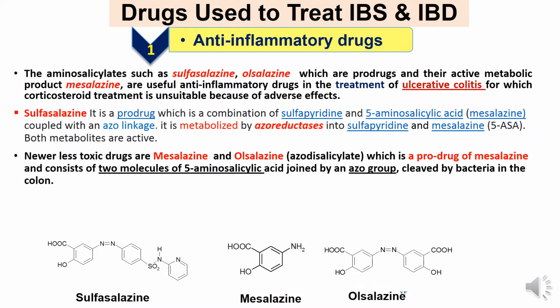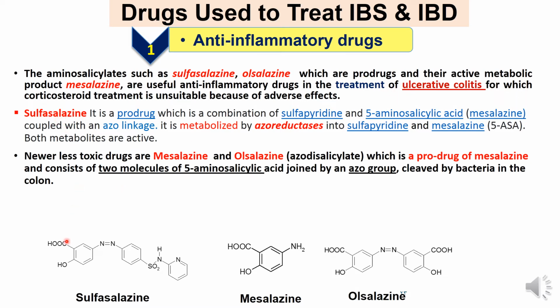Now we will talk about drugs used to treat irritable bowel syndrome and inflammatory bowel disease. The first class is anti-inflammatory drugs, like aminosalicylates. Aminosalicylates are anti-inflammatory drugs such as sulfasalazine and olsalazine. Both drugs, sulfasalazine and olsalazine, are prodrugs, and their active metabolite is mesalazine. These drugs, sulfasalazine, olsalazine, and mesalazine, are useful anti-inflammatory drugs for treatment of ulcerative colitis.